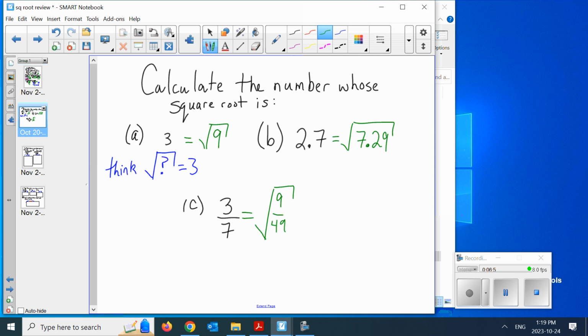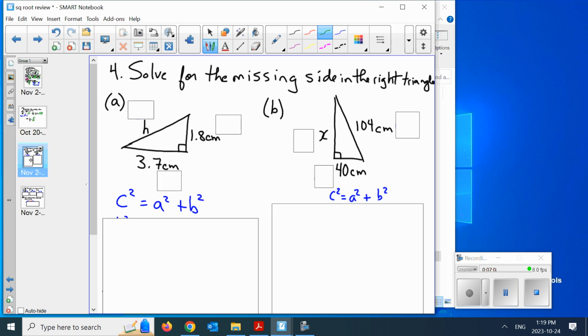If I ask you, the answer is 3, what was the square root of, basically? Calculate the number whose square root is 3. Well, you just square it. Say, oh, it was 9 under a root sign. You've got to think like that. We talked about those. That was everything. So then, let's try some Pythagorean ones.